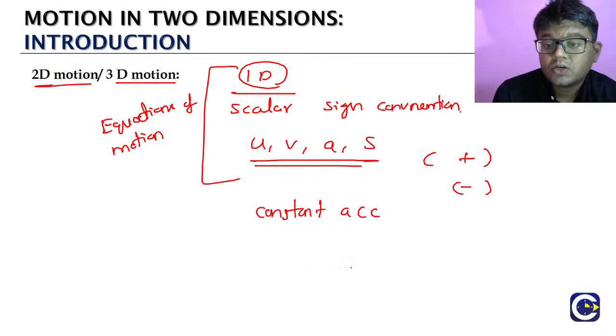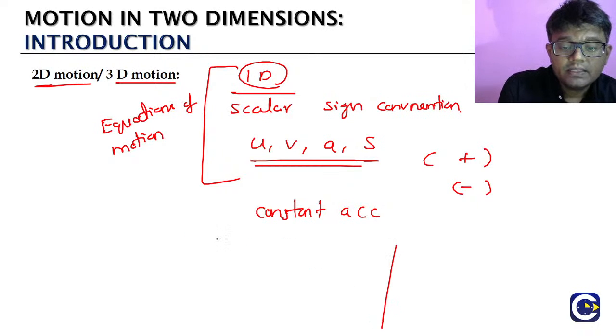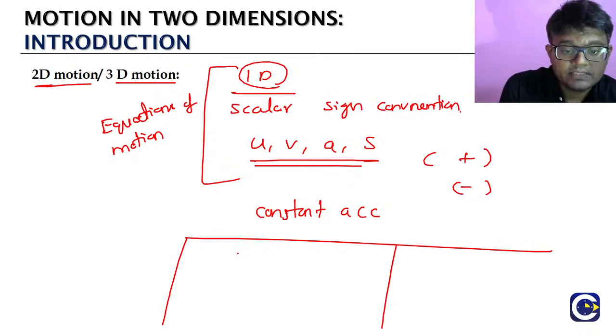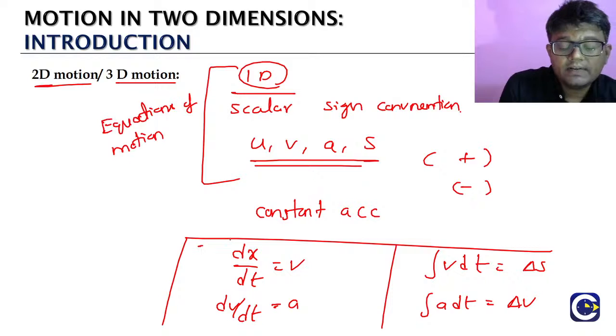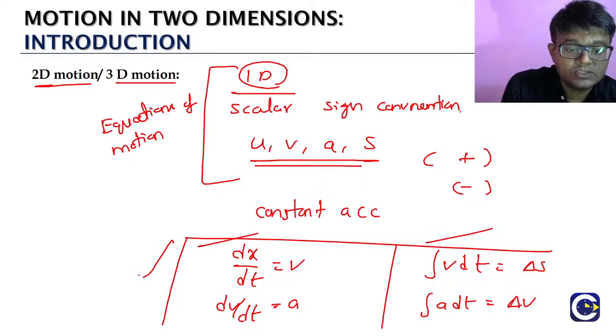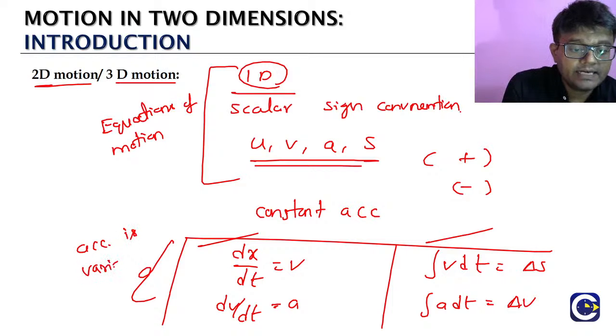If the acceleration is not constant, we have the differentiation or integration based relations, which are: dx by dt is equal to v, dv by dt is equal to a. This is the differentiation side. Integration is: integral v dt is equal to the displacement, integral a dt is equal to the change in velocity. These are the differentiation relations and these are the integration relations. This is used when generally the acceleration is variable. Correct? So this is what we have in terms of the overall 1D motion picture.